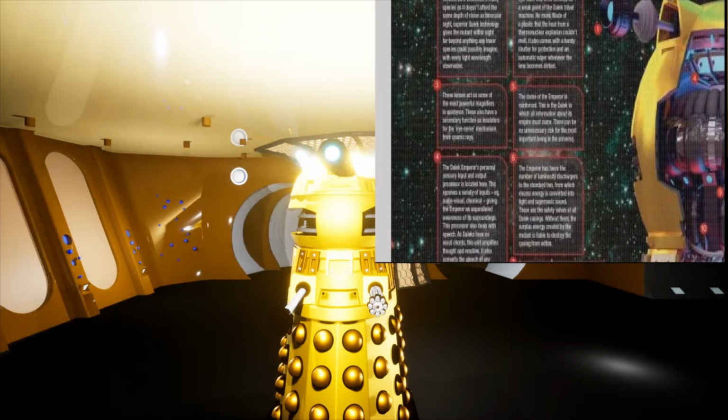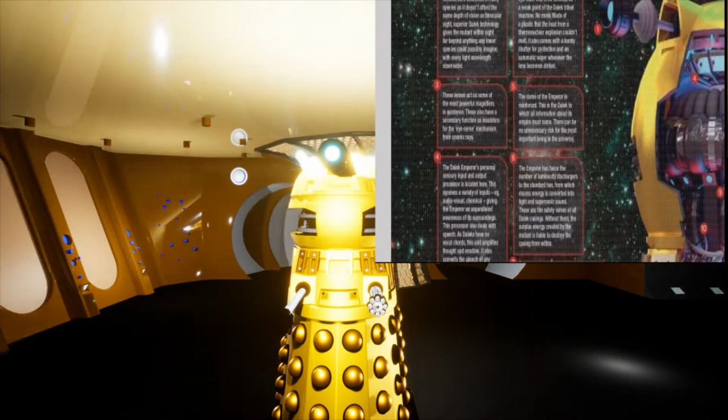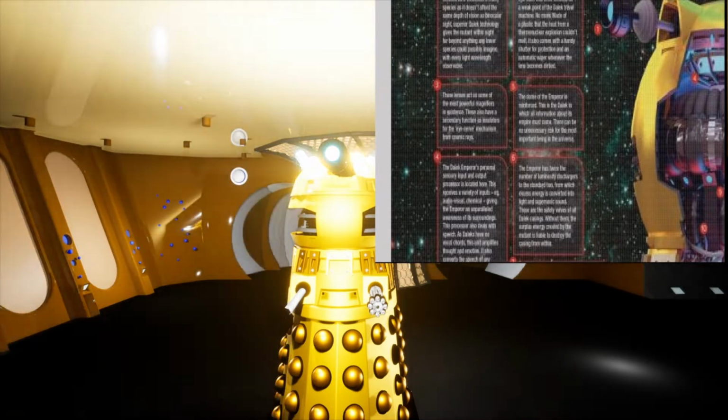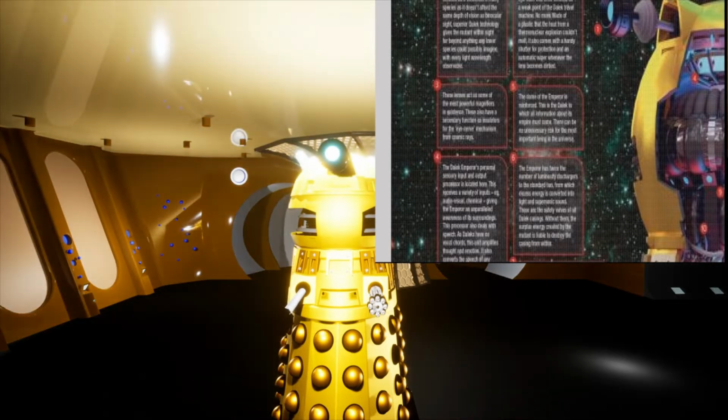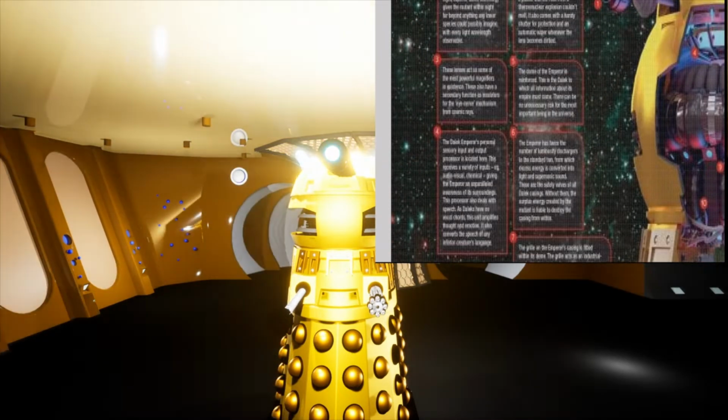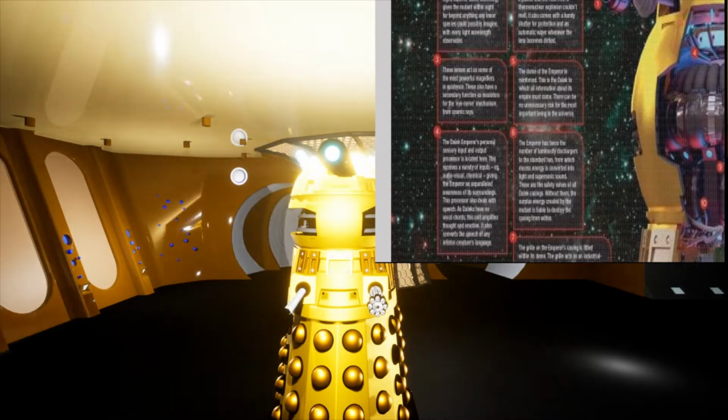The dome of the Emperor, i.e. me, is reinforced. This is the Dalek from which all information about its empire must come. There can be no unnecessary risk for the most important being in the universe, and that is me, of course.